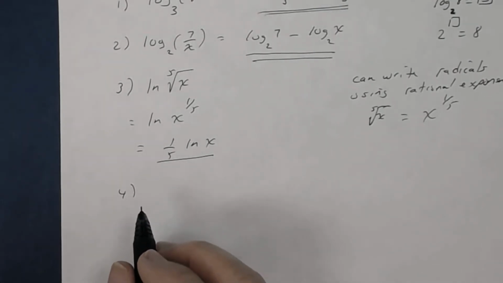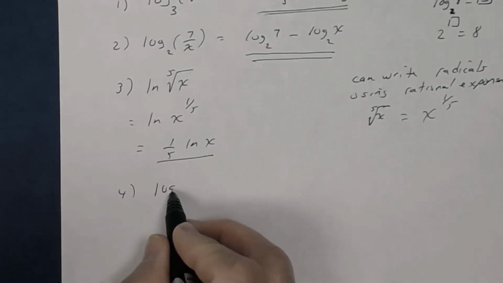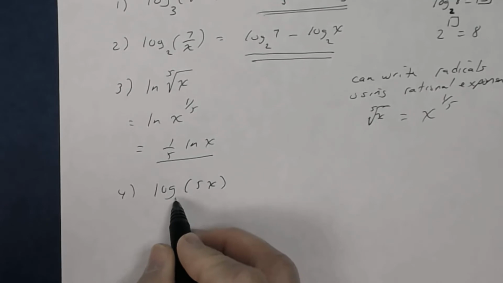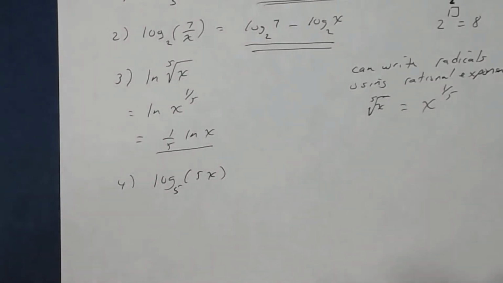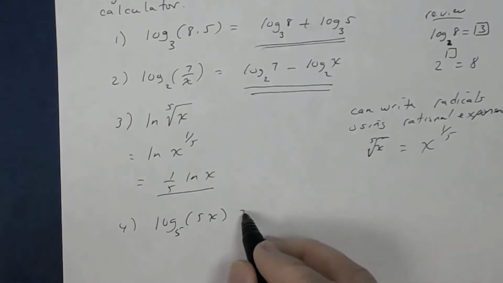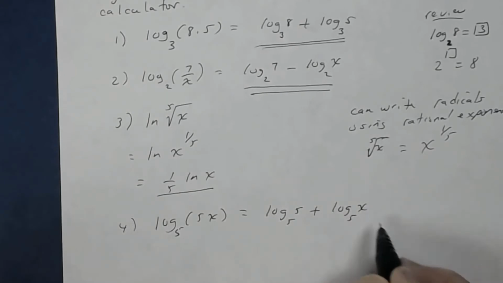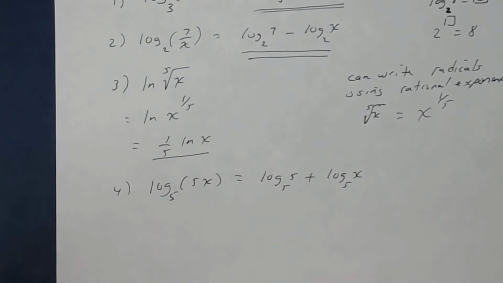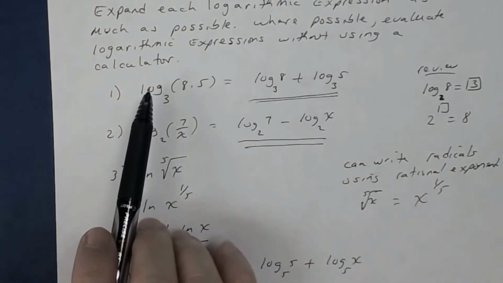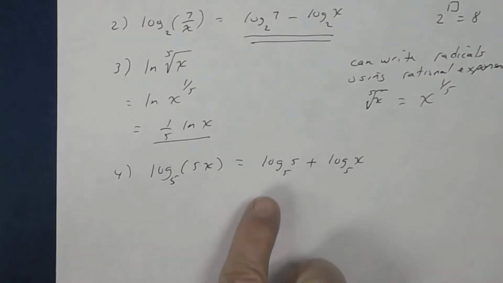Suppose in number 4, I had the log of 5x base 5. Log of 5x base 5. Okay, now, so it's very similar to number 1, right? So I'm going to use the product rule. And so that becomes the log of 5 base 5 plus the log of x base 5. Okay? But let's remind ourselves what the direction says. Where possible, you need to evaluate these log expressions without using a calculator. So if you can simplify any of these logs, then you want to do so.